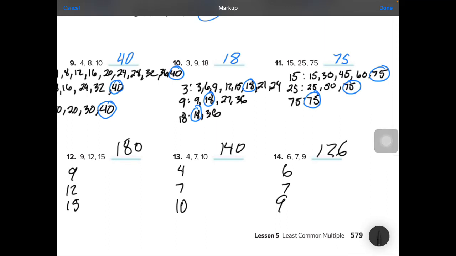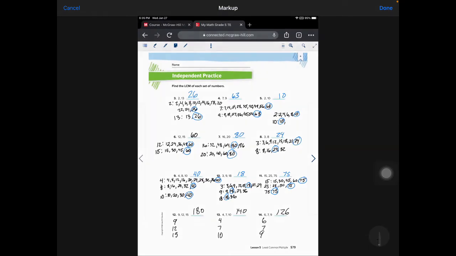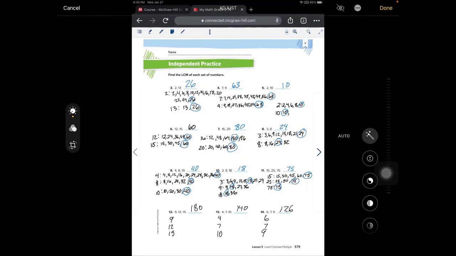These bottom 3 were not very much fun, and you pretty much have to write clear across the entire paper of multiples to find the multiple that is similar. So for 12, it's 180, 13, 140, 14, 126. And I'm not going to have you write all those out because they were kind of beastly. Just understand that you need to skip count until you get to a common multiple.